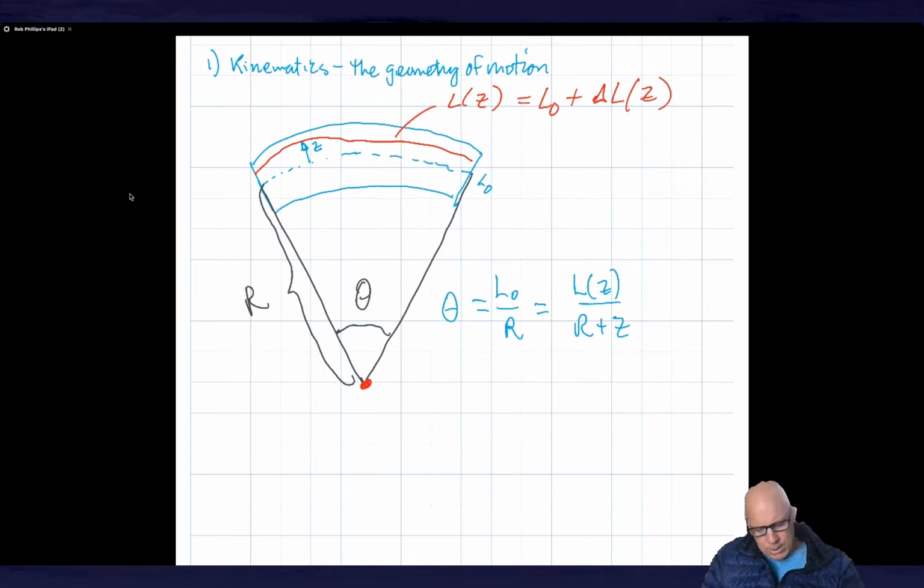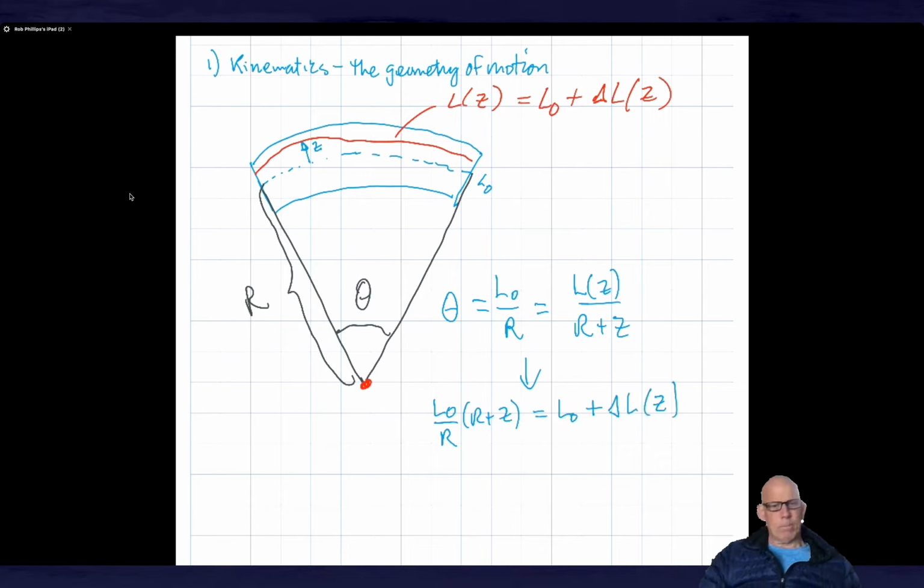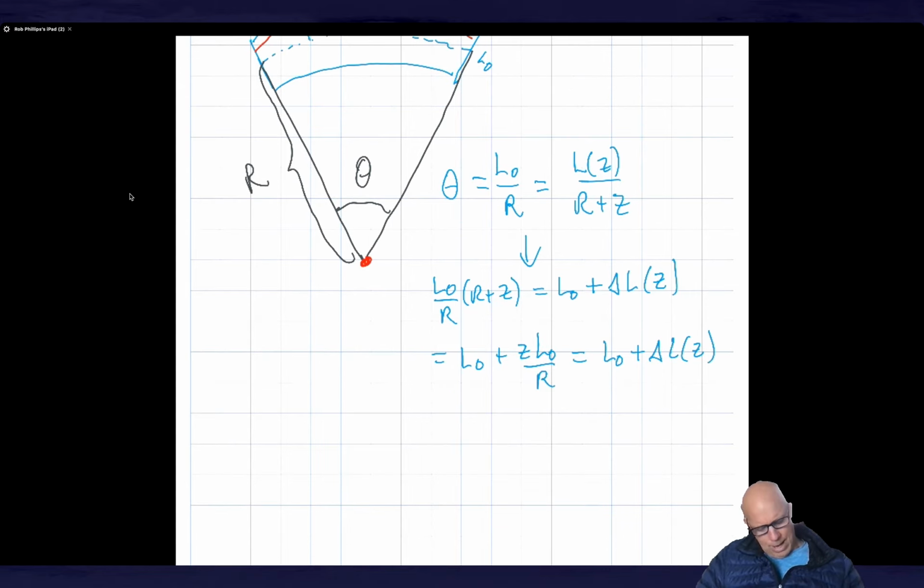So from here, it's a matter of doing a little bit of algebra. So this tells me that L0 over R times R plus z is equal to L0 plus delta L of z. And I can rewrite this as L0 plus zL0 over R, and that's equal to L0 plus delta L of z. And this tells me that delta L of z over L0 is equal to z over R, and this is the strain. So that's equal to epsilon of z.